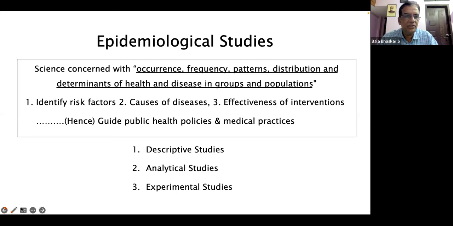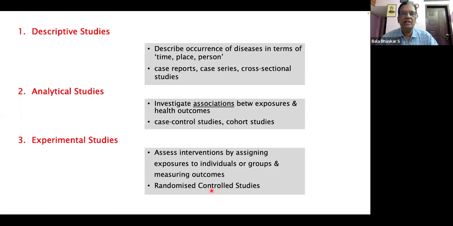They are the descriptive studies. Then we have the analytical studies, and we have got the experimental studies. So we'll go a little bit further to understand what these are. Descriptive studies just describe the occurrence of diseases in terms of place, time, and person. Then we have the case reports, case series, and cross-sectional studies under this category.